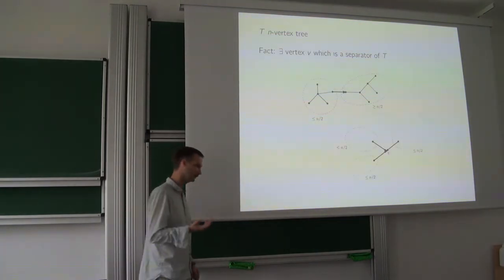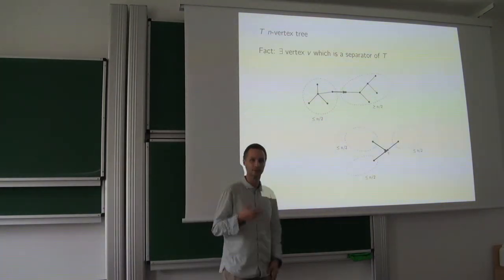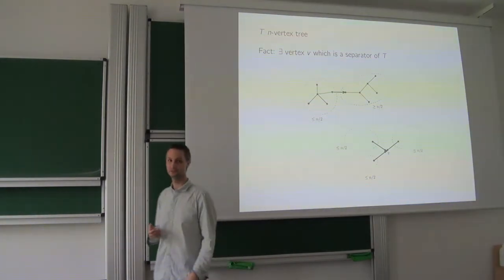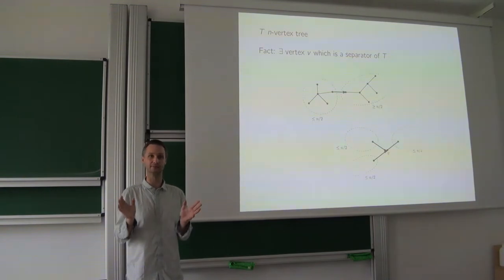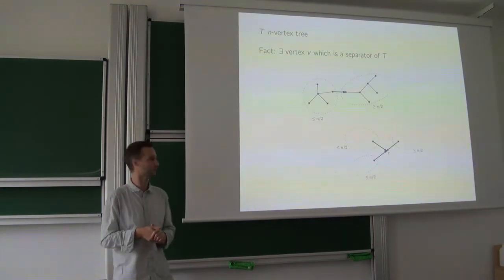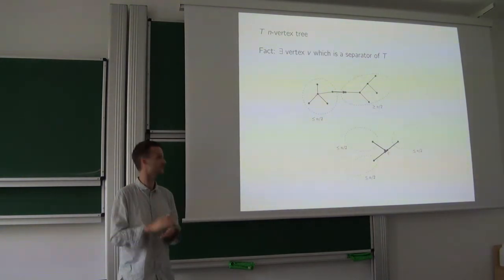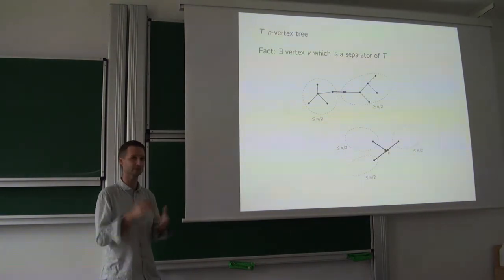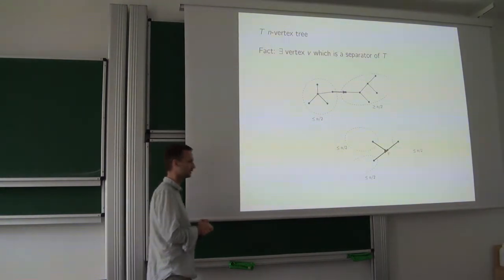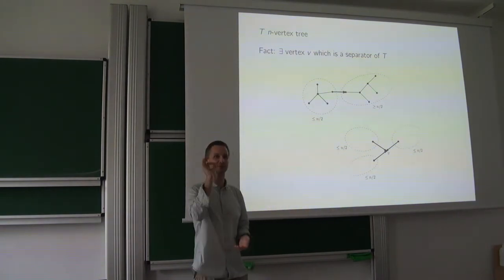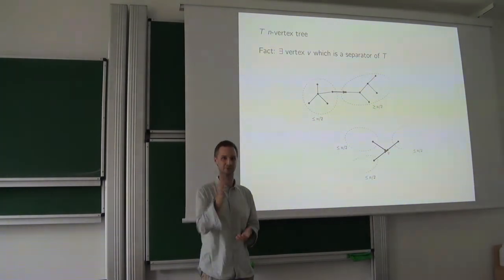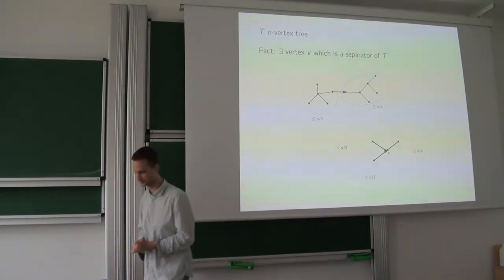And we are going to use some basic facts about separators. I guess that most of you know these facts, but since I want to make sure that we are all on the same page, let me quickly go over it. This will take only 5 minutes. Well, the first basic, fundamental fact about trees is that there is always a vertex which is a separator, if you look at it as a vertex subset.